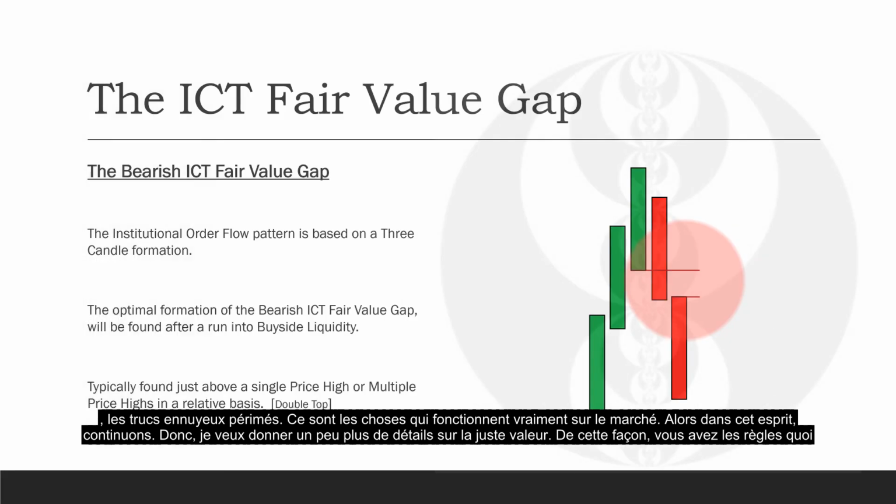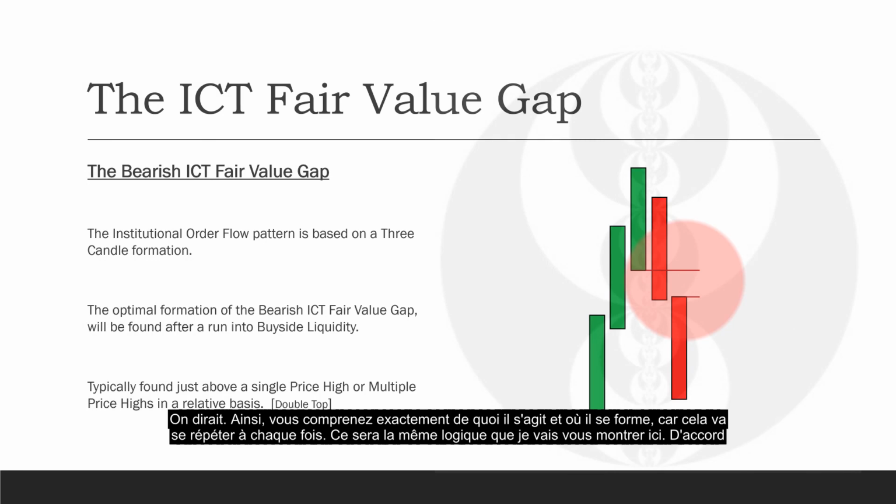So I want to give a little bit more specifics about the fair value gap. That way you have the rules, what it looks like, so that way you understand exactly what it is and where it forms. Because this is going to repeat. Every single time, it's going to be the same logic that I'm going to show you here. Okay? Do not try to fancy dance this, okay, and try to turn it into some kind of a mentorship course and rename everything with your name. And don't do that, okay?